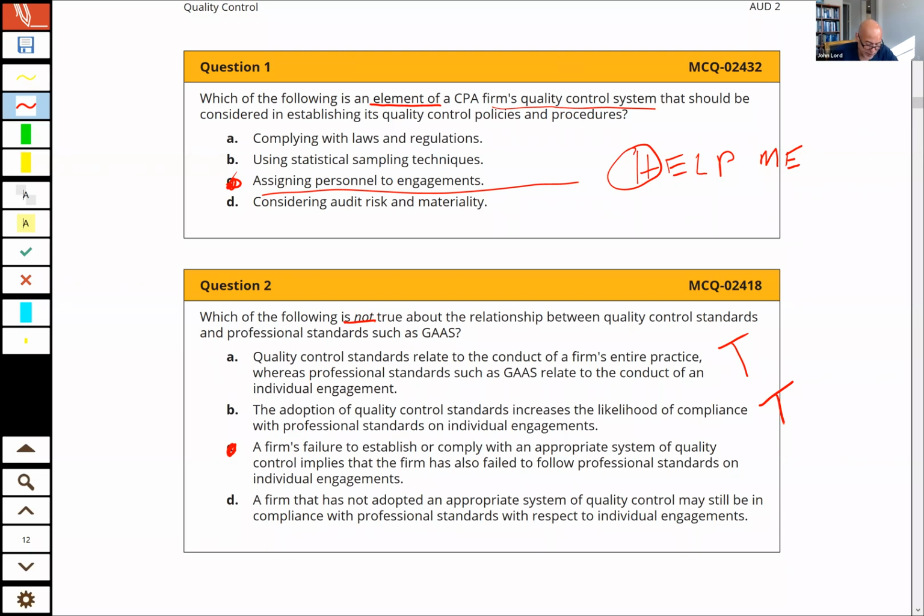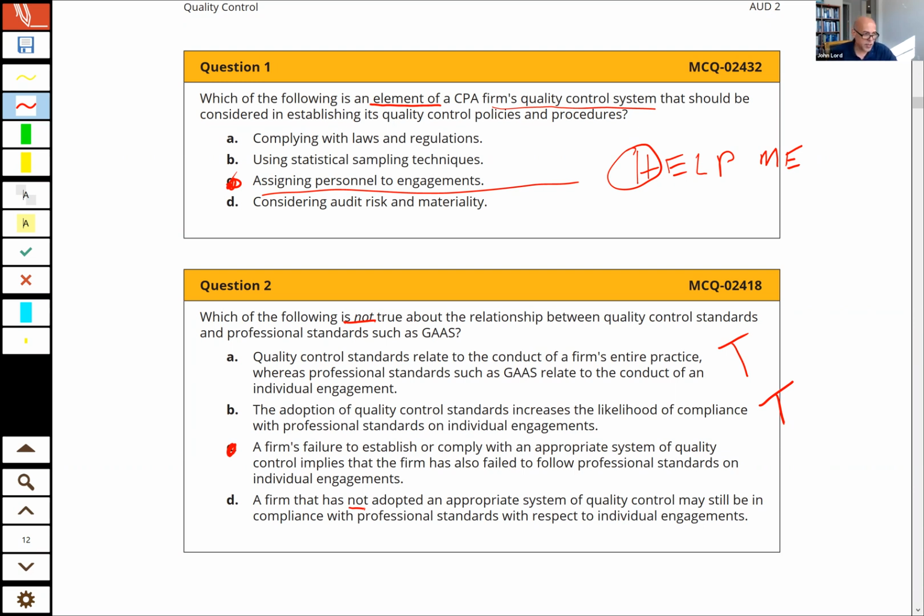Now you look at D, a firm that has adopted an appropriate system of quality control may still not be in compliance with professional standards, a firm that has not adopted may still be in compliance with professional standards with respect to individual engagements.